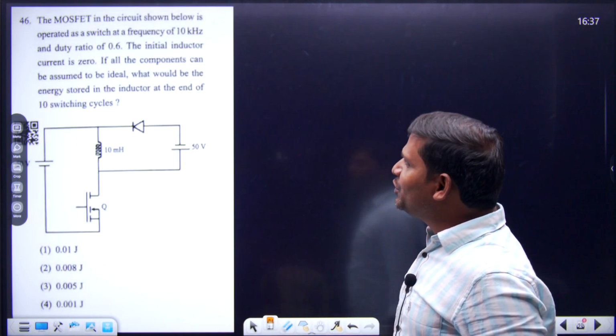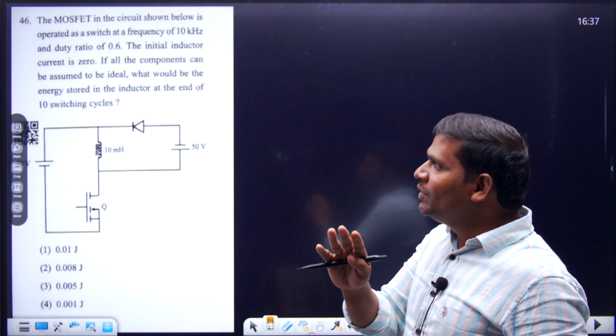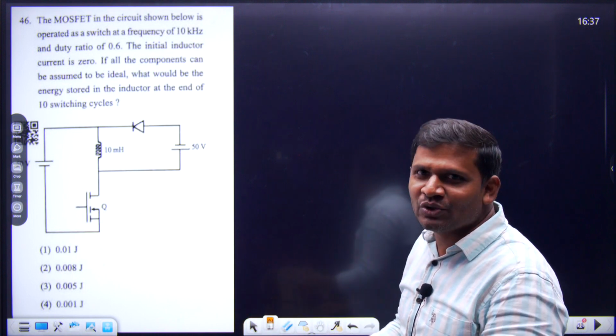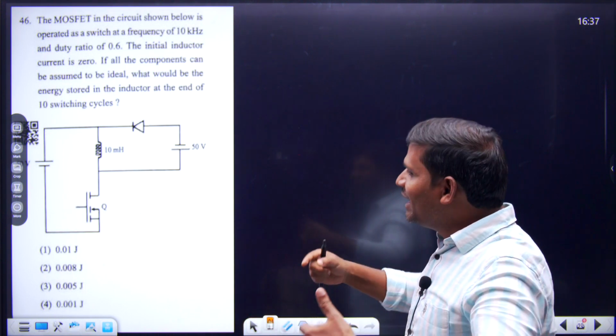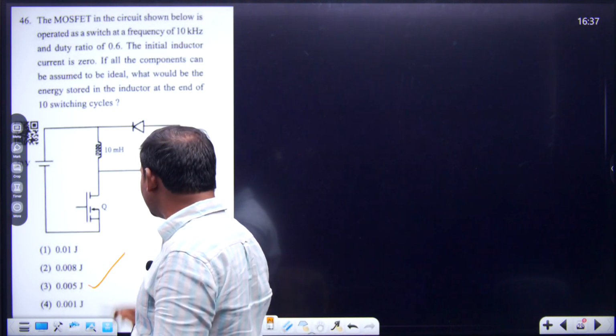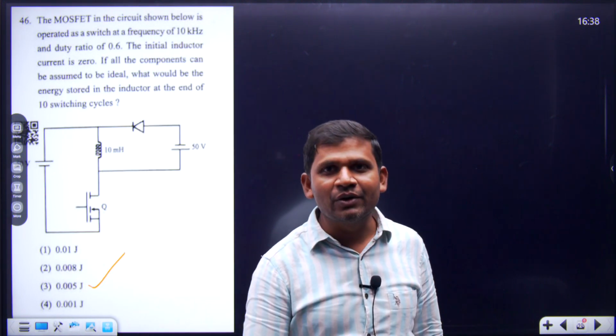Okay, this is a GATE 2020 2 marks question, sir. Who prepared the previous GATE questions? No need to make any calculation for this; directly you can answer. It is 5 millijoules. The answer is 0.005 joules. This is a previous GATE question.